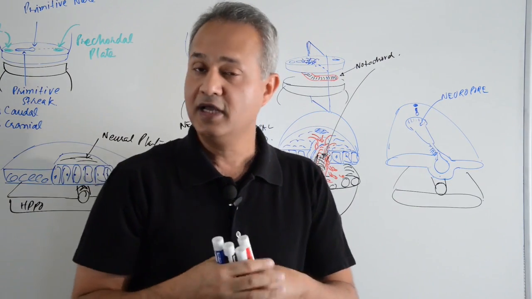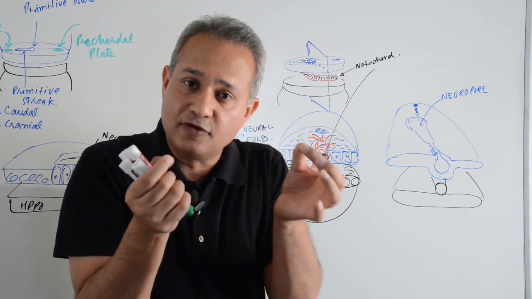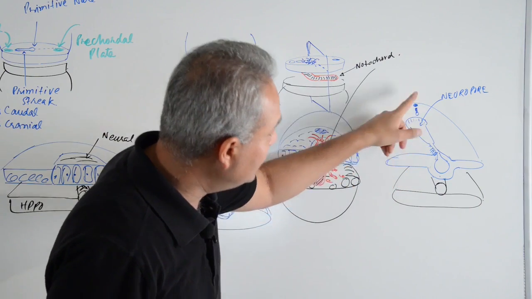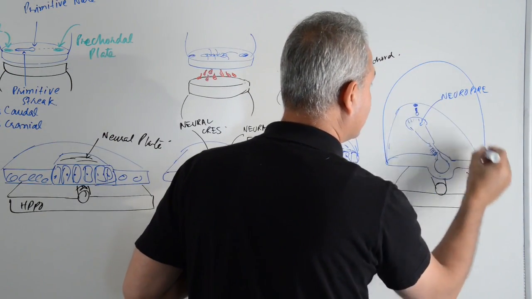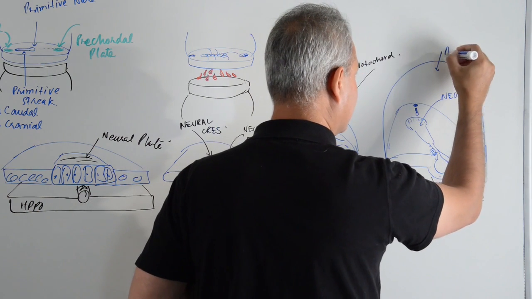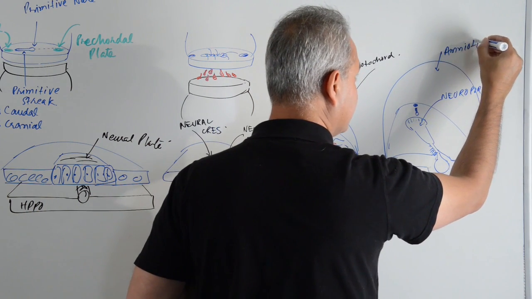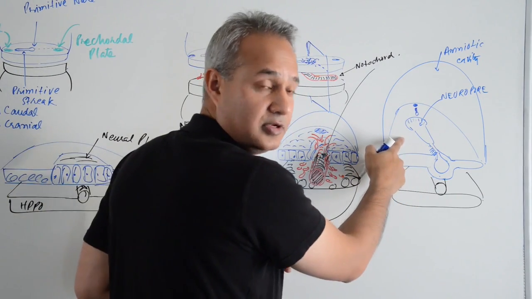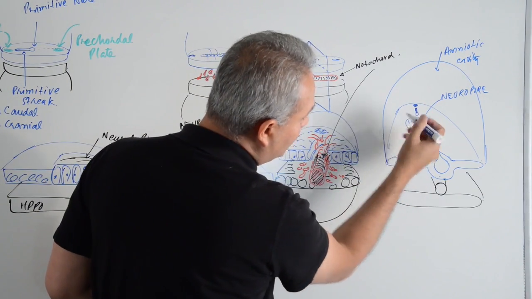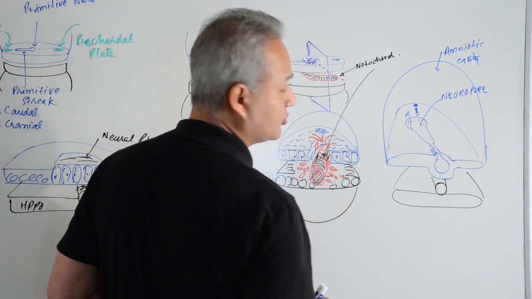What is a neuropore? That is where the tube is not yet fused. Now where is the neuropore opening? It is opening upwards. What is above? What is above is the amniotic cavity. This is amniotic cavity, right? This was epiblast or the ectoderm. So this neuropore is opening into the ectoderm.